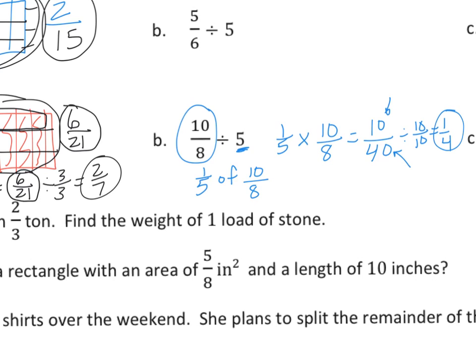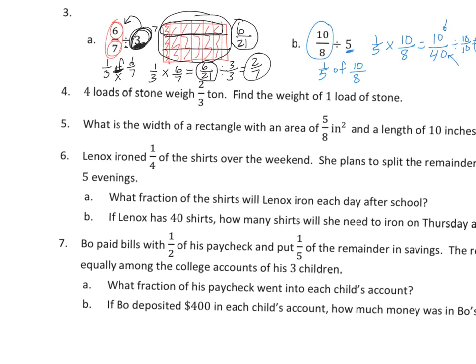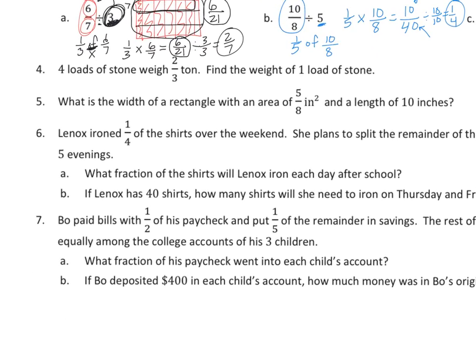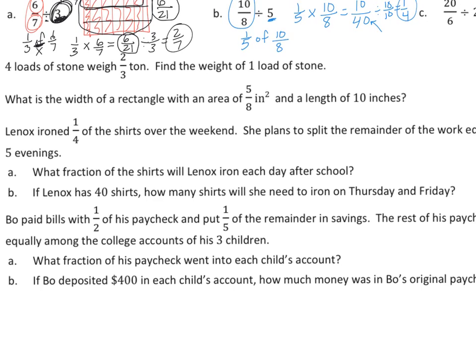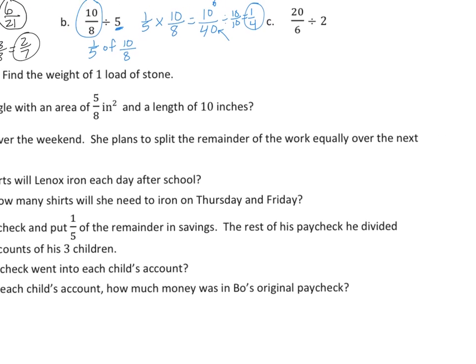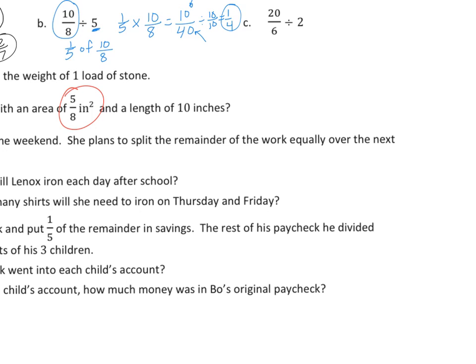So what we'll do is we'll take a look at a few of the word problems. Let's look at, we'll say 5 and then 7. So 5 says, what is the width of a rectangle with an area of 5/8 inches squared and a length of 10 inches? So I know immediately that area equals length times width. They gave me my area of 5/8, and they gave us the length of 10 inches, and we need to find the W, or the width.